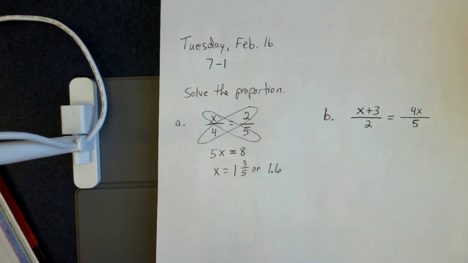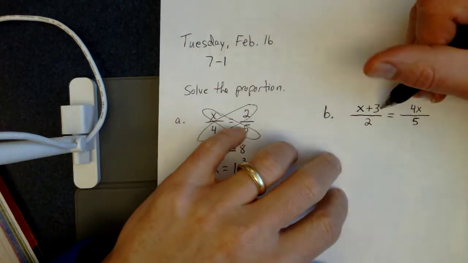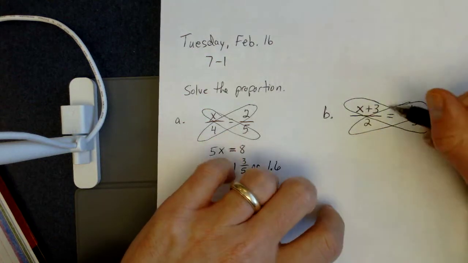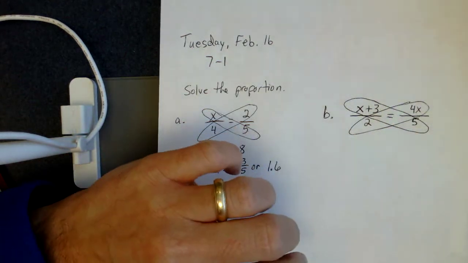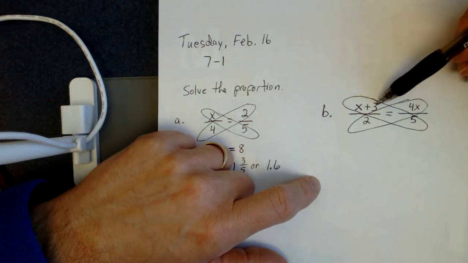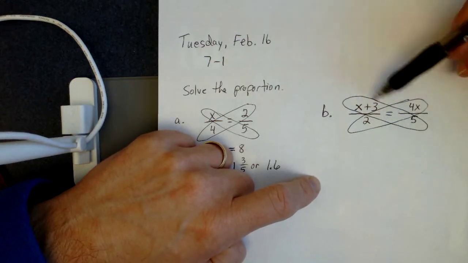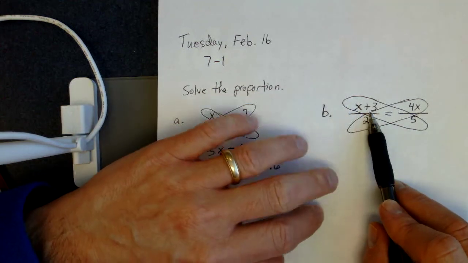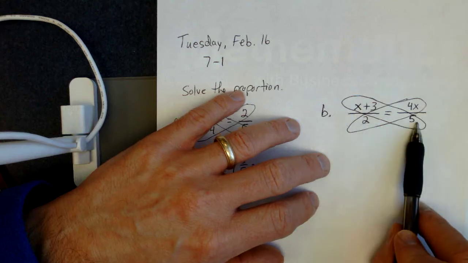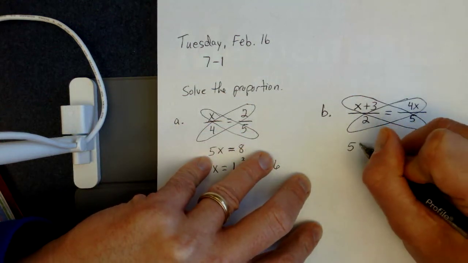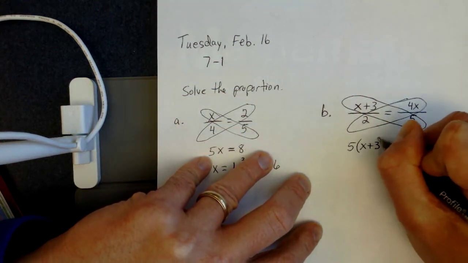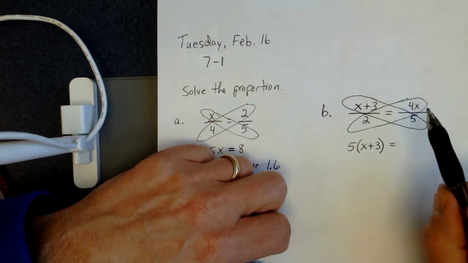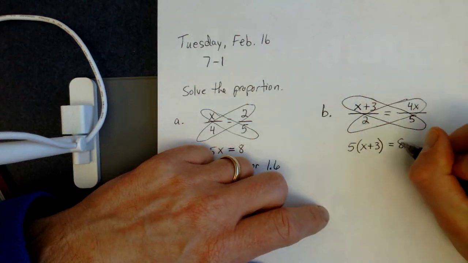And it's still done the exact same way. We're still going to cross multiply. So we'll multiply those two together, multiply these two together, put the equal sign in between them. Now, the only difference is when you have a binomial in one of your parts on your cross multiplying, we're going to treat that as a quantity, which means we're going to put parentheses around it. So when I multiply these two together, x plus 3 times 5, I'm going to write that as 5 times the quantity x plus 3. Then my equal sign goes in between them. 4x times 2 is 8x.